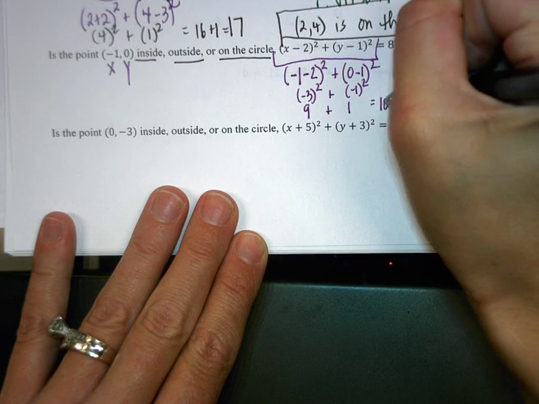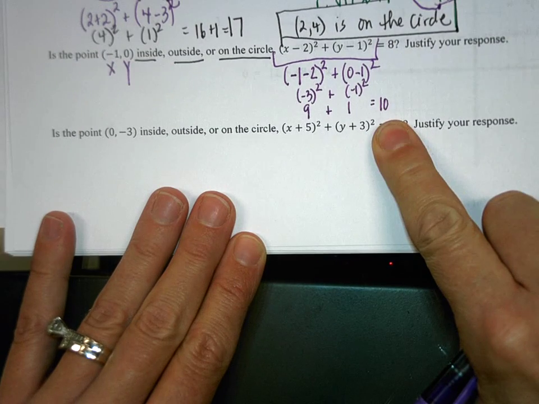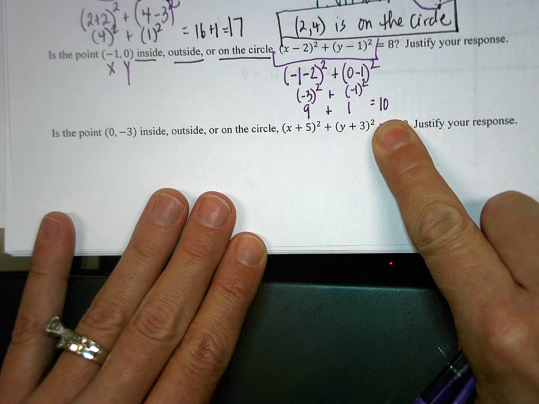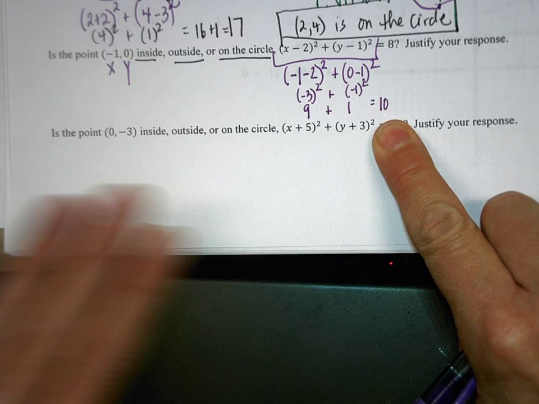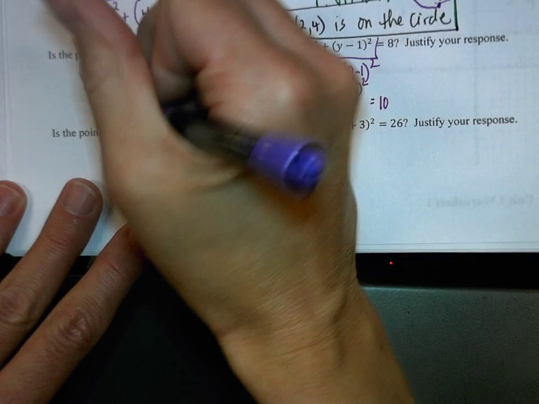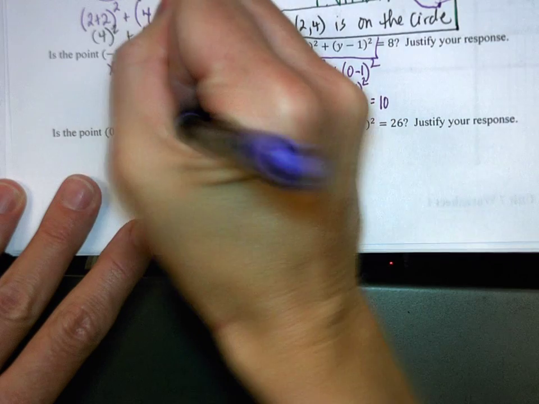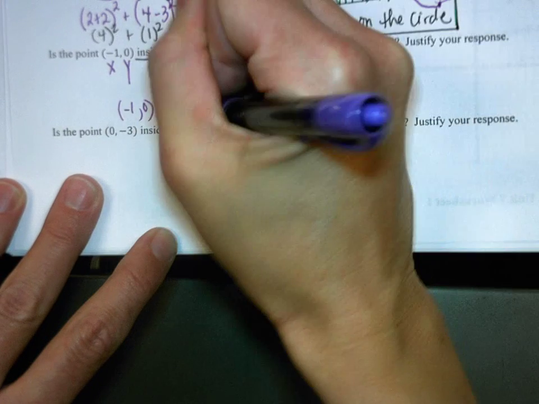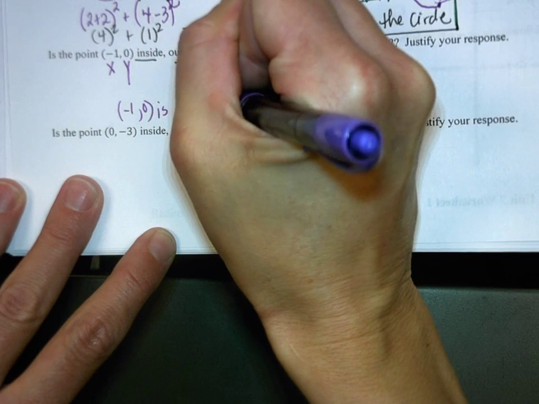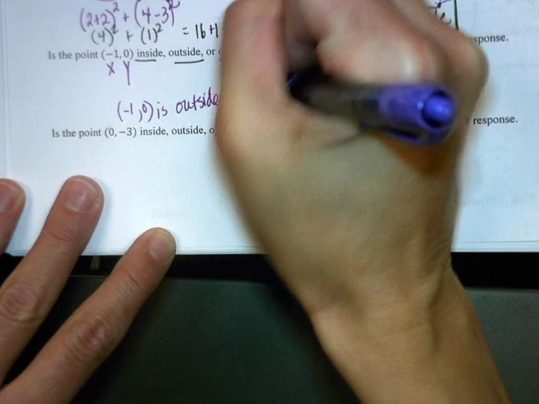10. Since this number is bigger, what does that mean? Very good. So we're going to write that. -1, 0 is outside the circle.